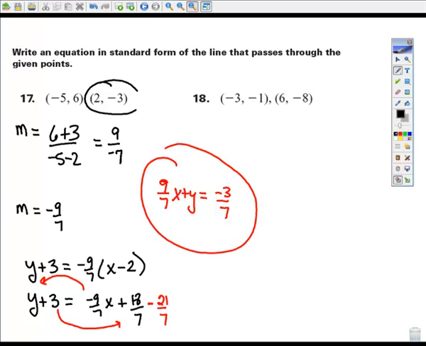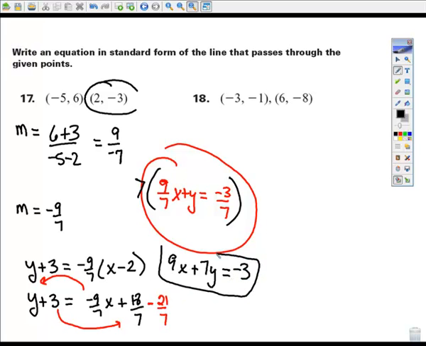Now you may see it written like this. I want to eliminate this 7. And remember, as long as I multiply everything by the same amount, I'm good to go. So if I multiply everything by 7, the first term is going to become a 9x because the 7's will cancel. 7 times y is 7y. And 7 times negative 3 sevenths is negative 3. This is just easier on the eyes. These are equivalent because I just multiplied by 7. This is a little more easy on the eyes though.